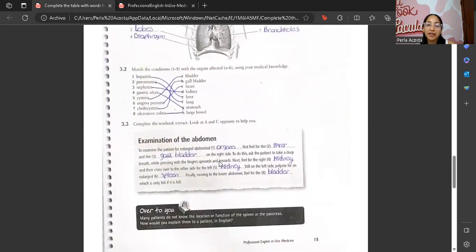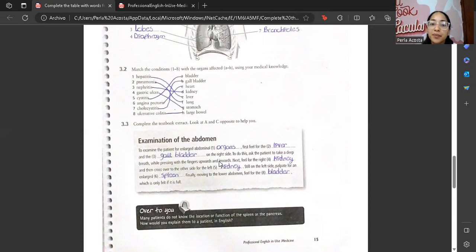And 3.2, match the conditions from 1 to 8 with the organs affected, A to H, using your medical knowledge. Okay. Let me pronounce the words. Well, the number 1 is hepatitis. The organ that is affected is the liver. Hepatitis, it is an inflammation of the liver.